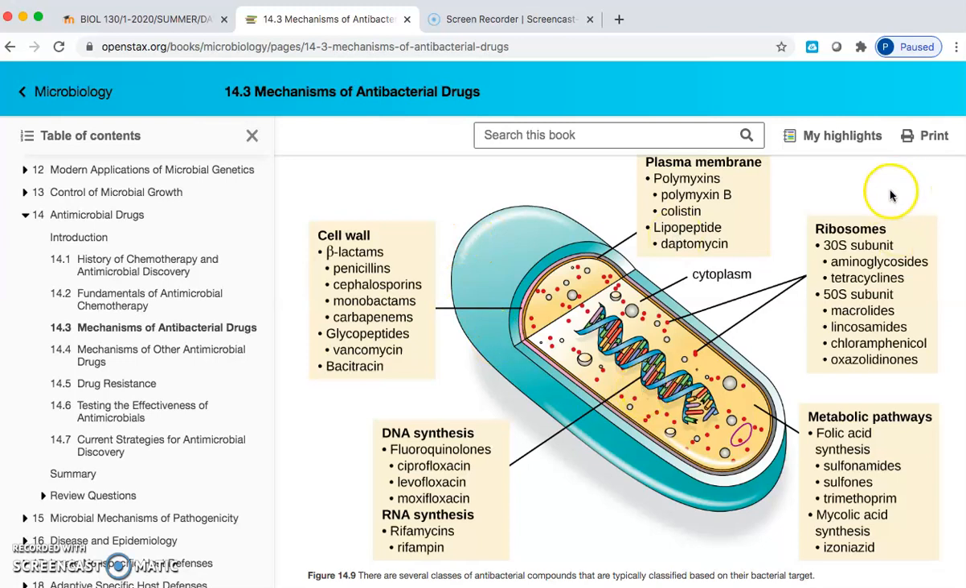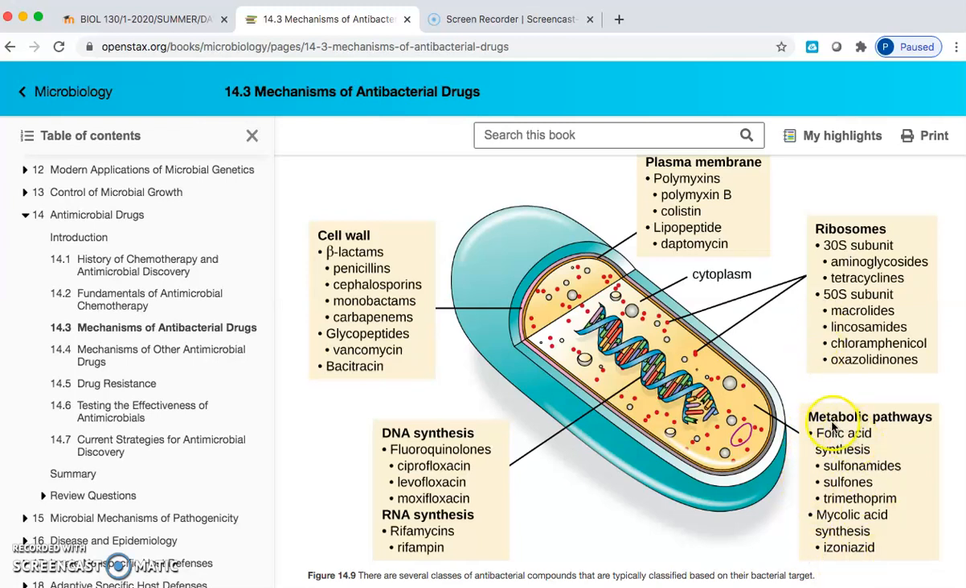Then if we move inside the cell, this next one, the ribosomes. So ribosomes in prokaryotes are actually a different size and shape and kind than the ones in eukaryotes. So this is the other big one. This is major. This is another huge group of antibiotics that target the bacterial ribosomes. I'll talk more about that in another slide.